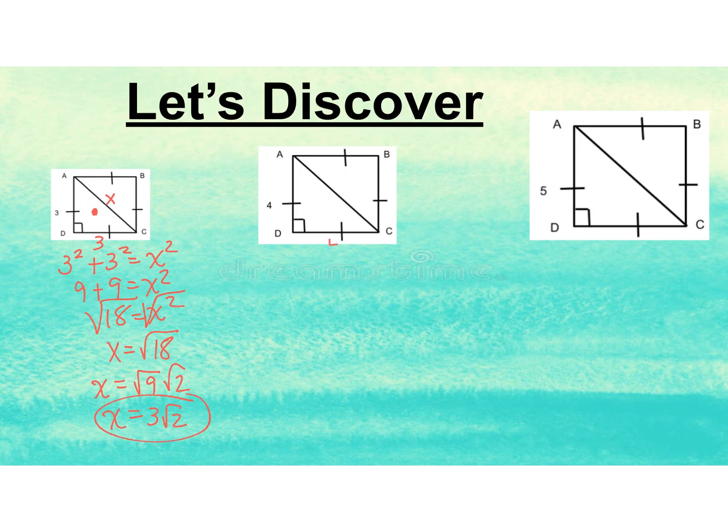On the middle triangle, they both have a side of 4. We'll call our hypotenuse x, and do the Pythagorean theorem again.